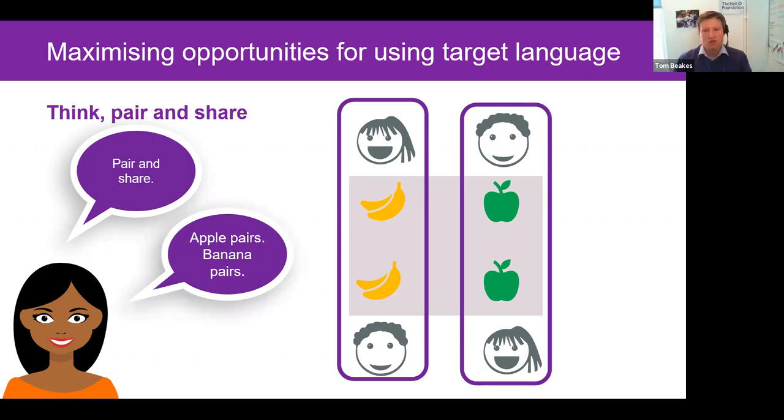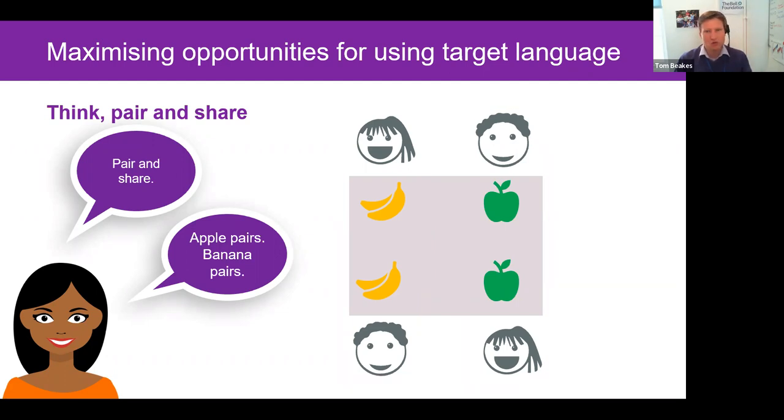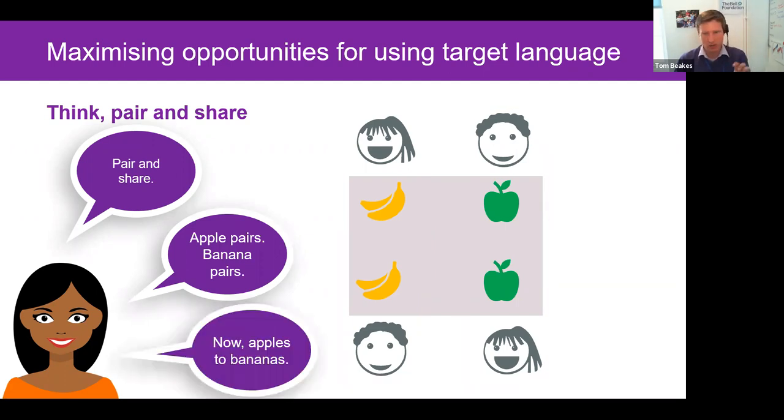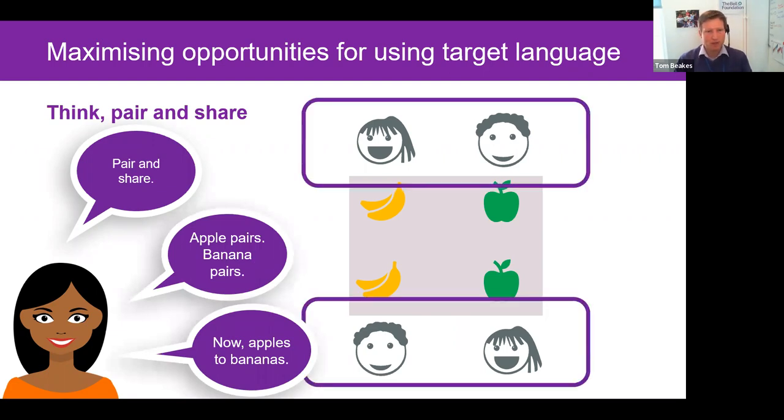And then if we want to practice something again with a new partner, we also have the opportunity to switch, and we can say, okay, now apples with bananas, and then they can work in new pairs. Having these routines and systems just makes it much easier to maximize these opportunities for using language. And I'll talk throughout the rest of the presentation about ways we can drop this in.